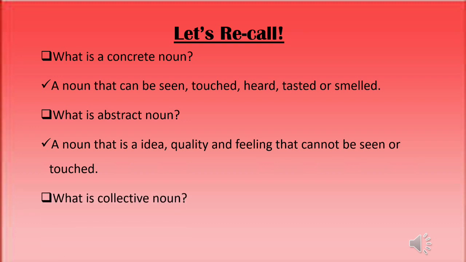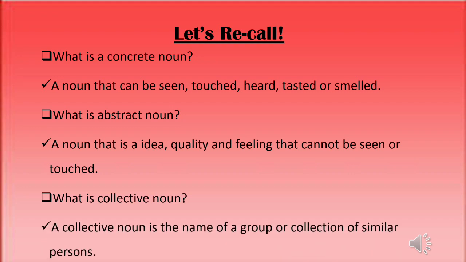And what is the last type of noun we have learned today? Collective nouns. Do you remember the definition of collective noun? A collective noun is the name of a group or collection of similar persons. I hope you all remember about the forms of nouns we have learned today and the examples I have told you.